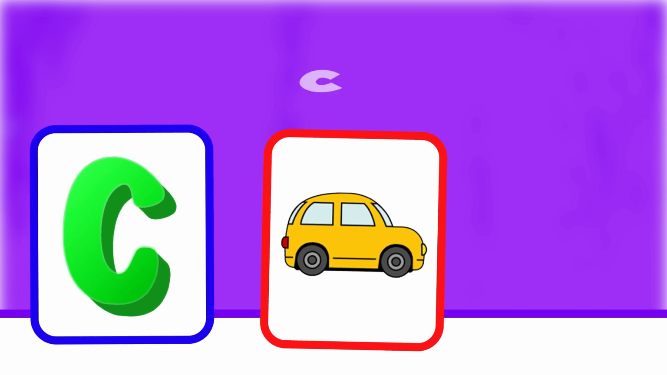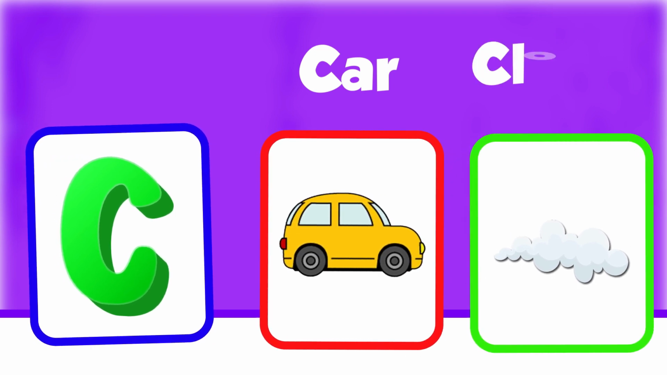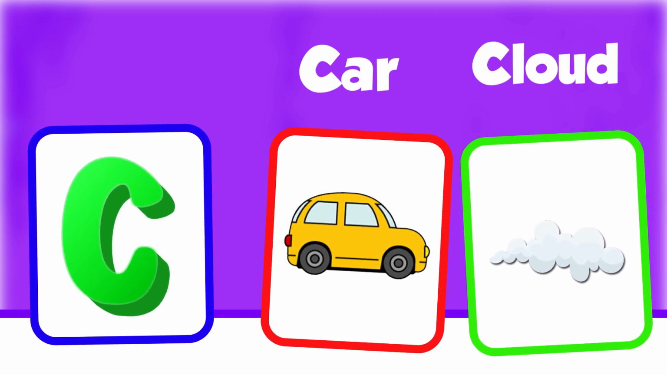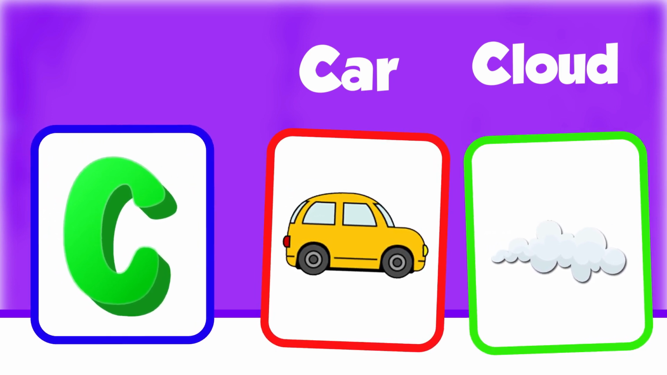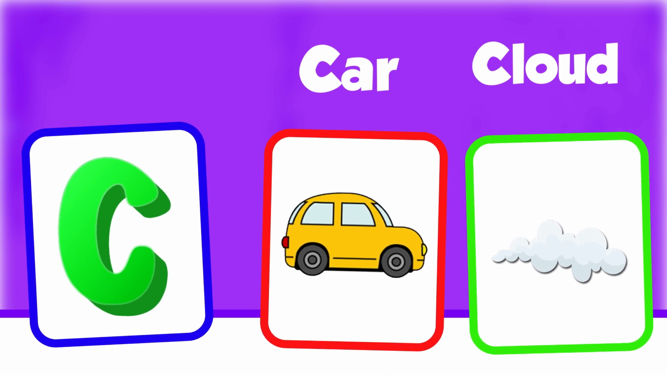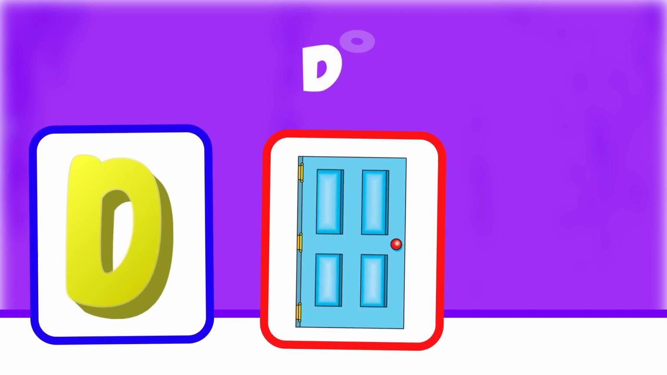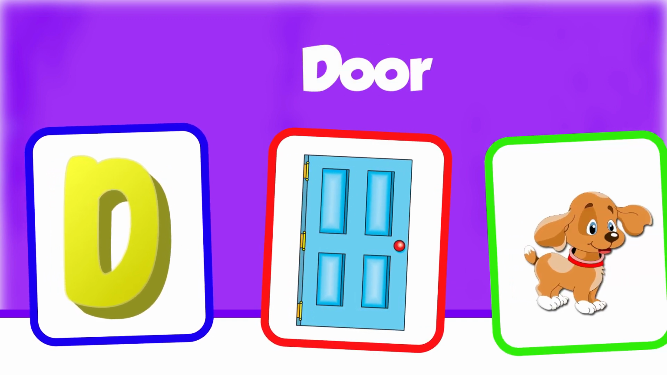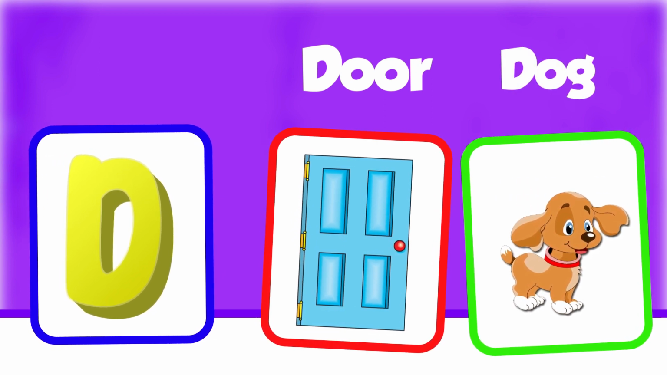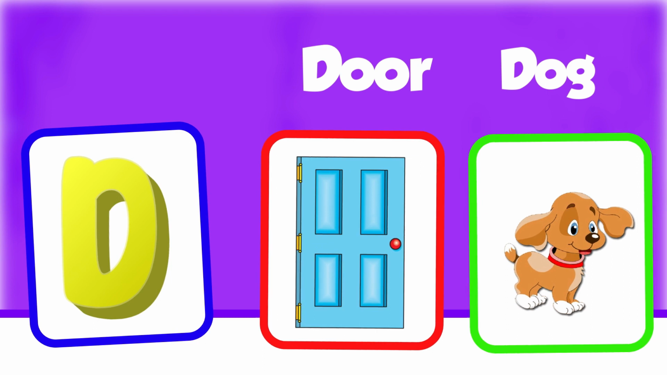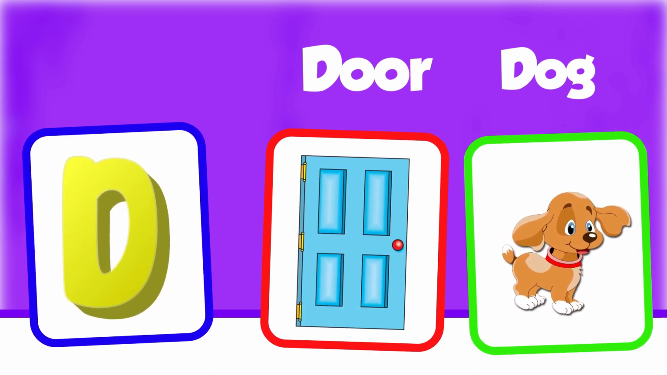C is for car. C, c, car. C is for cloud. C, c, cloud. C is for c c c c cloud. C is for c c c c car. D is for door. D, d, door. D is for dog. D, D, dog. D is for D, D, D, D, dog.